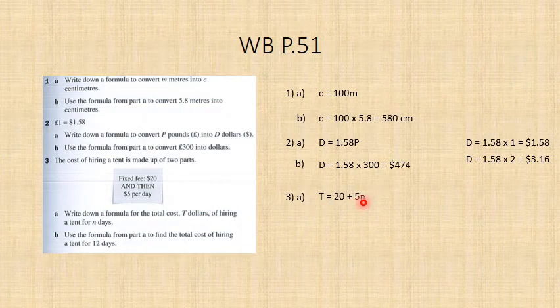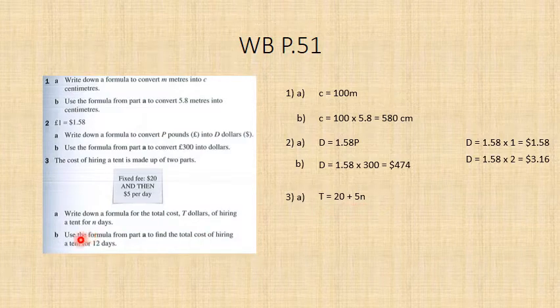If I stayed for 1 day, I will remove this N and put 1, so it's going to be 5 times 1, which equals 5, plus the fixed fee, which is 20. So the total cost that I will pay is $25 if I stayed only for 1 day. And of course the same thing goes with the number of days, like if I chose to stay there for 2 days, 3 days, 4 days.